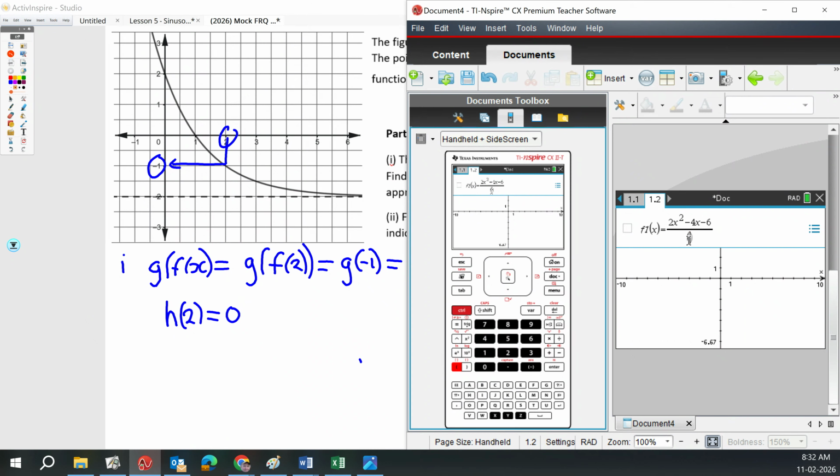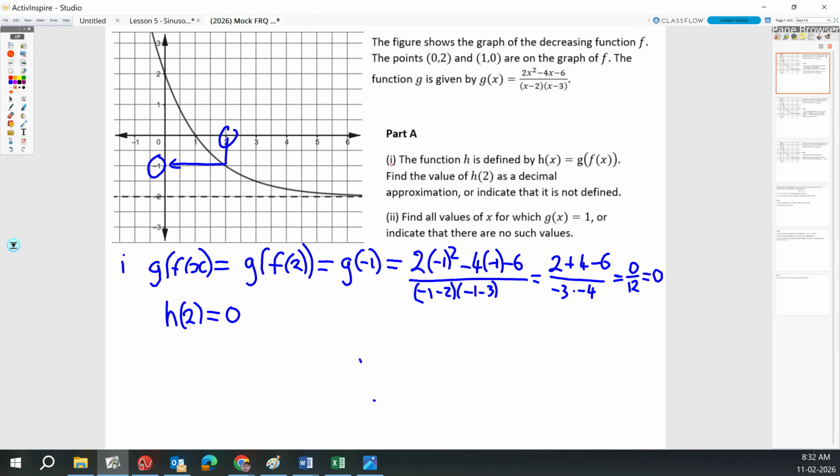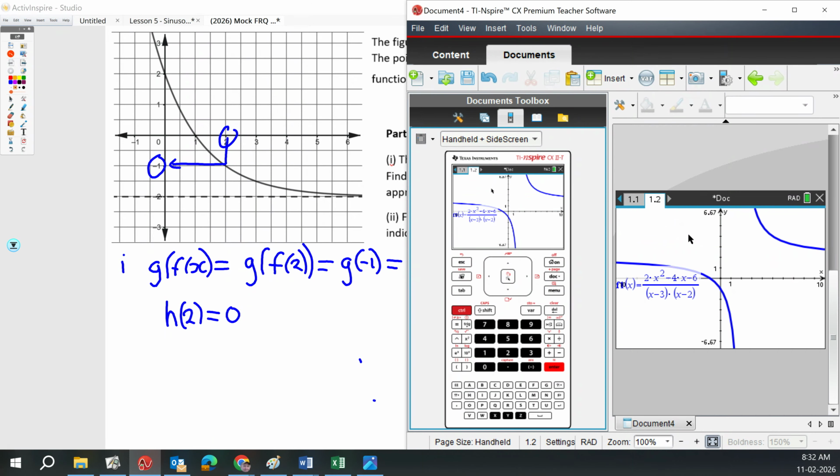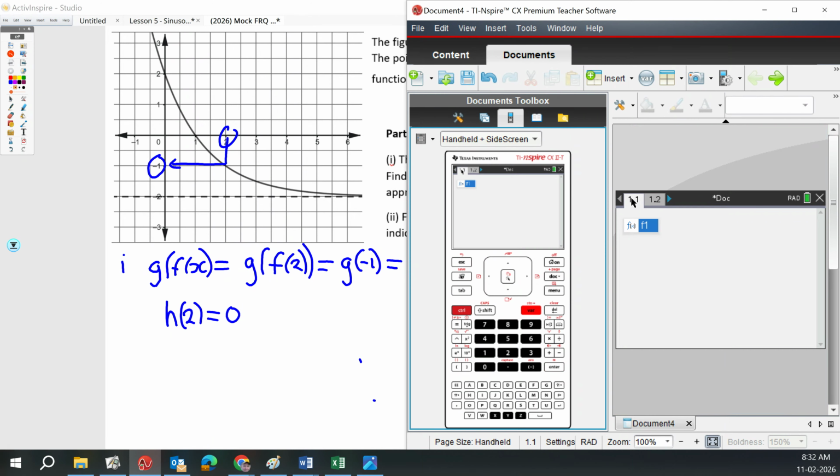And we have 2 brackets with x minus 3 and x minus 4 on the bottom. Was it? Or was it 2 and 3? Yeah, it's 2 and 3. Our graph looks like this. So if we go back to the calculator page, pull up our function, we need to find out what g of negative 1 was, and it should come out as 0 if we did our math right. And then it tells you, yeah, you've got it right, move on.